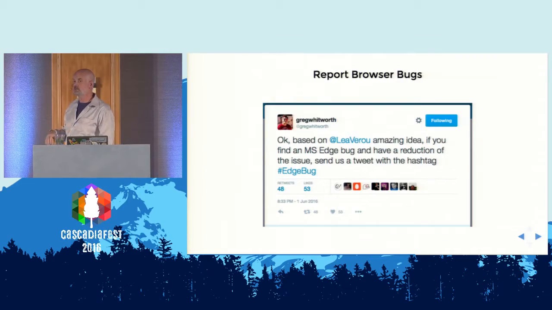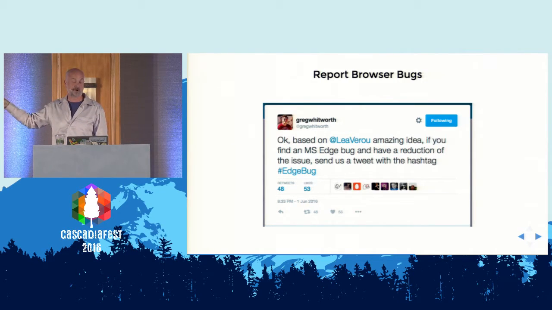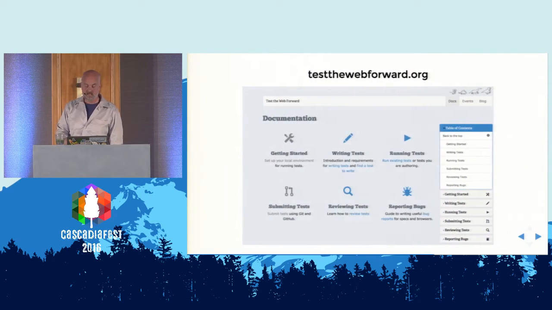And they're trying to make it easier as well. Recently, the Edge team, or at least a couple people on the Edge team, decided that they'll take bug reports through Twitter. Give them a set of steps, put the hashtag in, and that's probably the easiest way to report a browser bug. But each browser engine has their own bug repository, and you can let them know when they're doing things wrong.